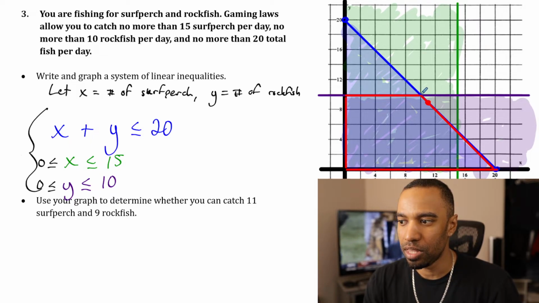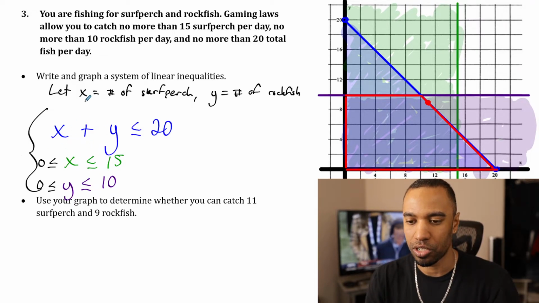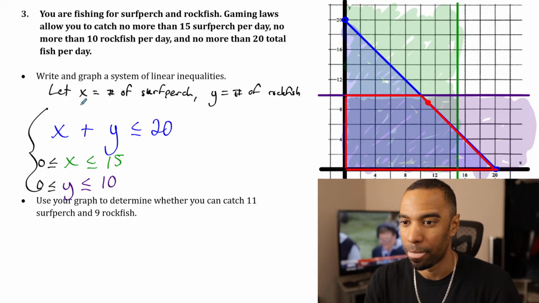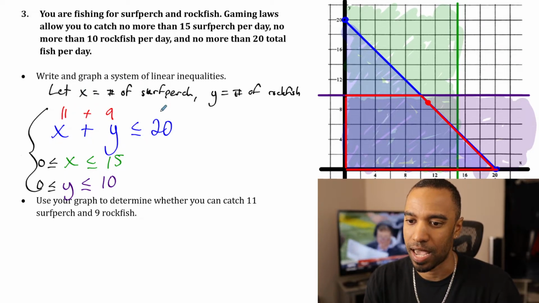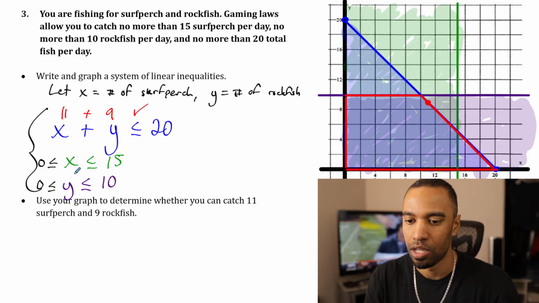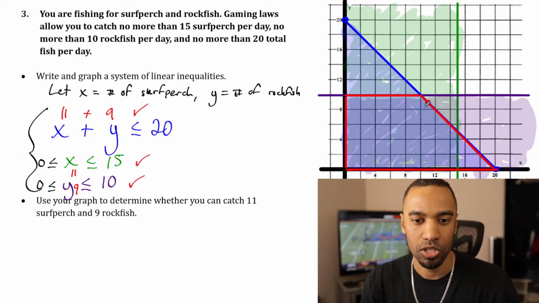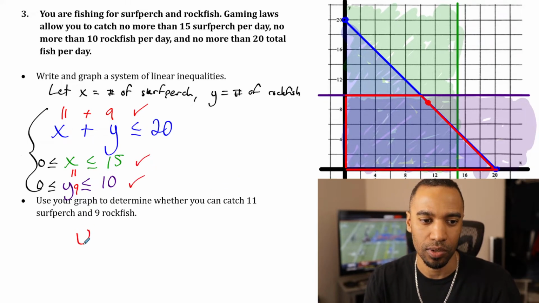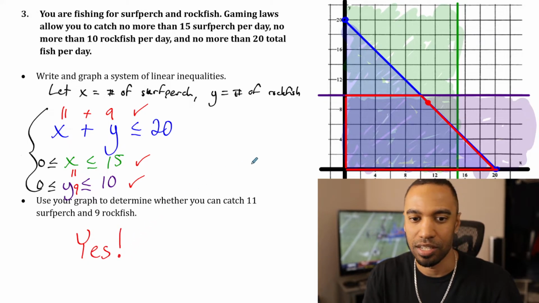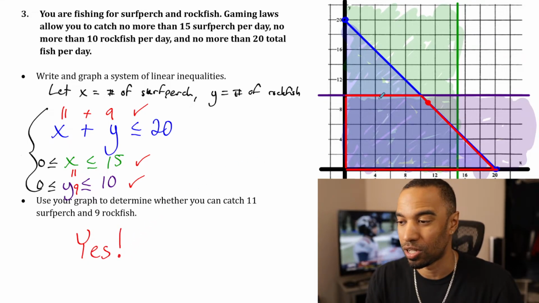And number two, the inequalities right here actually might be easier to do because the math is very simple this time. We're doing 11 plus 9, that is 20, and that's okay. 11 is less than 15 and 9 is less than 10. So it does actually check out and it is right on the boundary line. So that is okay. This is a yes to this guy right here. That one was allowed, as well as anything else in between.